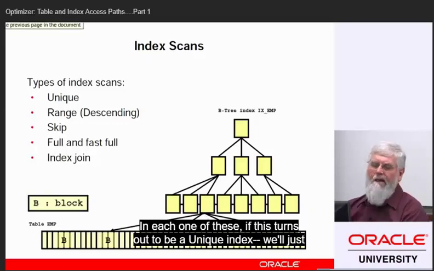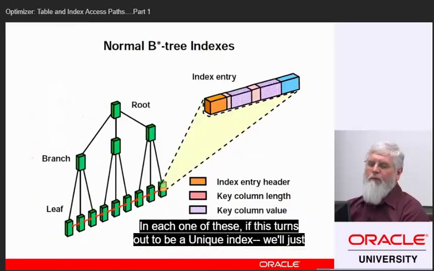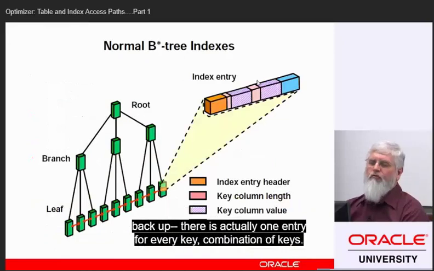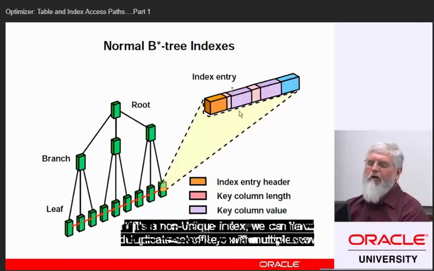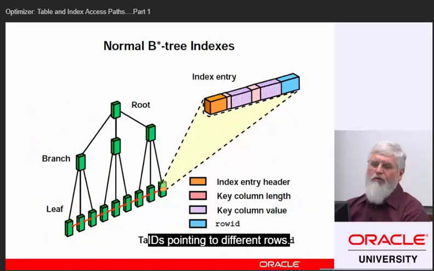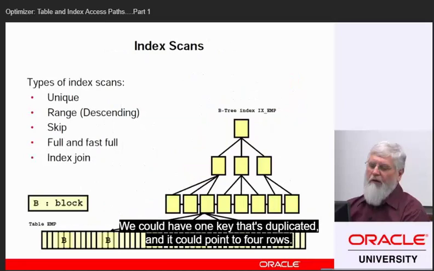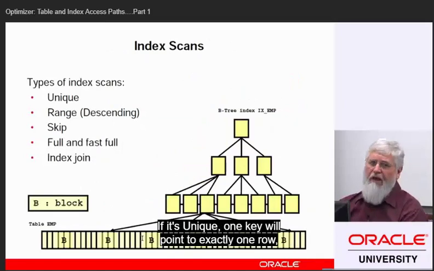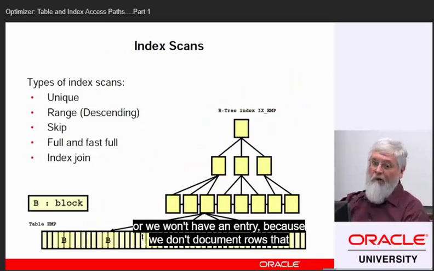If it's a non-unique index, we can have duplicate sets of keys with multiple row IDs pointing to different rows. We could have 1 key that's duplicated and it could point to 4 rows. If it's unique, 1 key will point to exactly 1 row, or we won't have an entry, because we don't document rows that have a null for a particular column. We knew that was a problem when we count things. Okay, so we can do a unique scan.